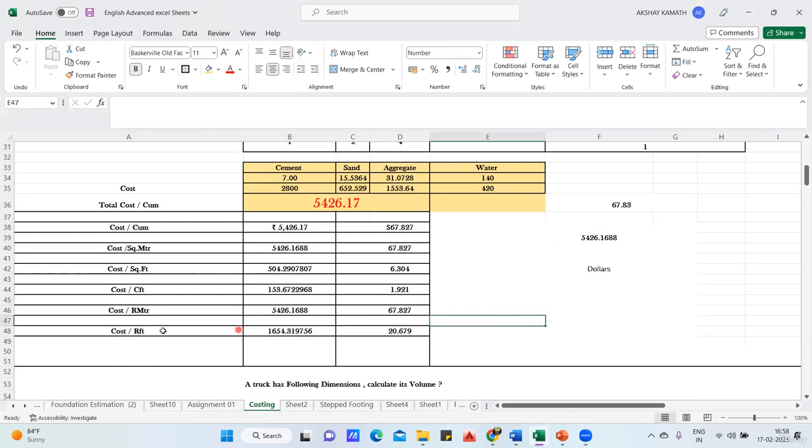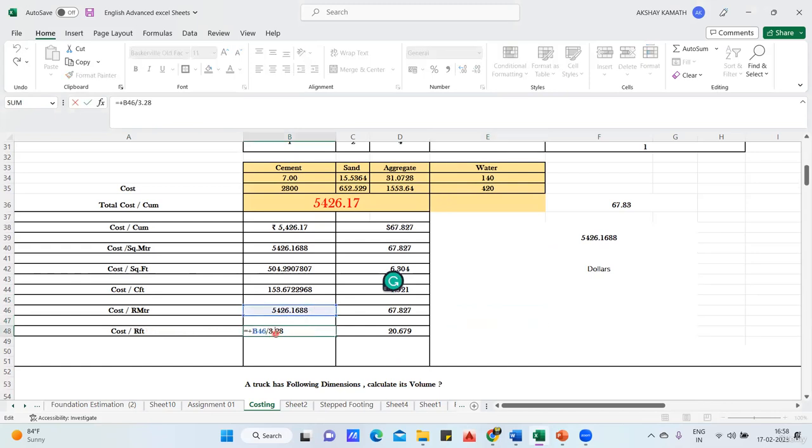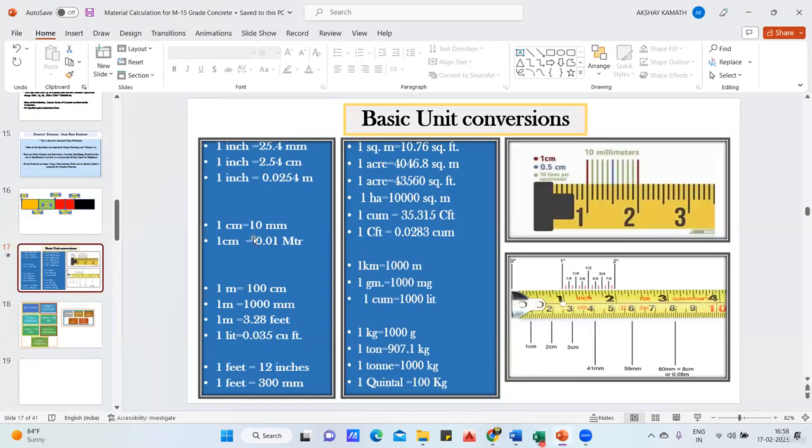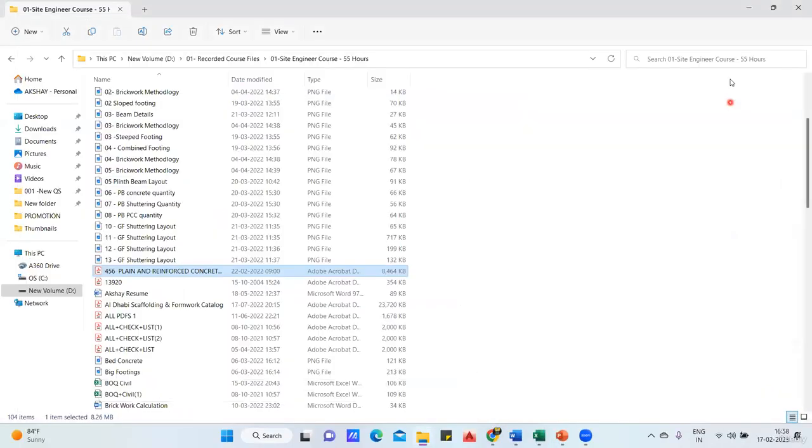Now if somebody asks you to tell the rate in running feet. This was in running meter. Whatever rate you got here, you divide it by 3.28. Why? Because we know that 1 meter is equal to 3.28 feet. So that is the reason what we have done.